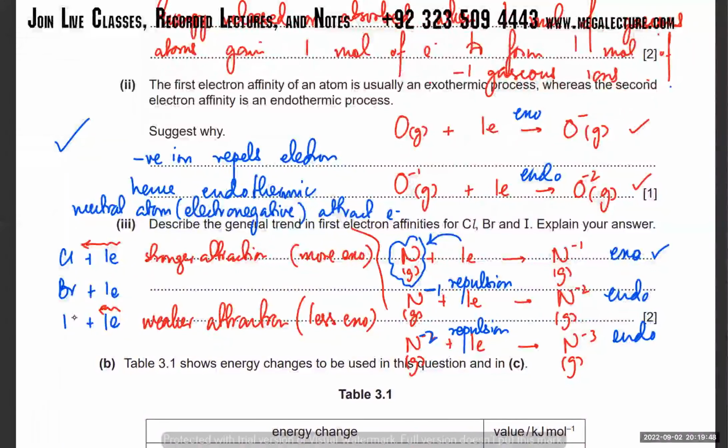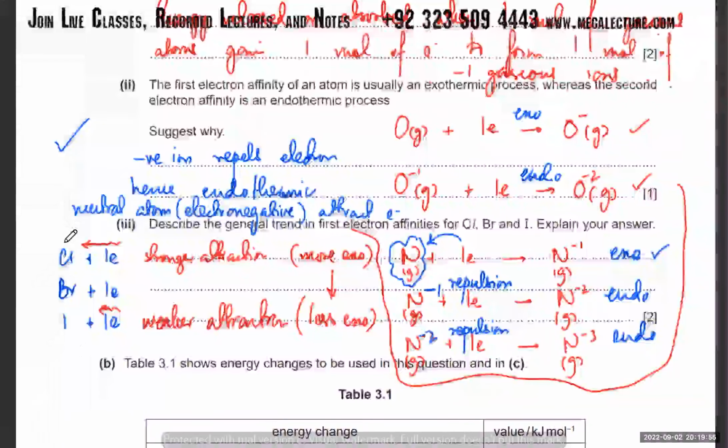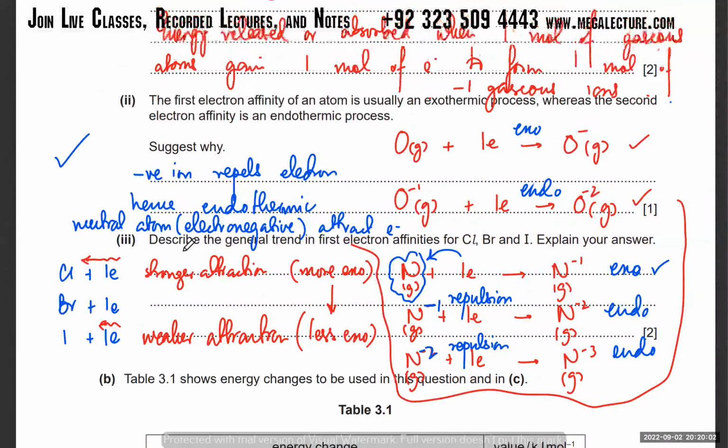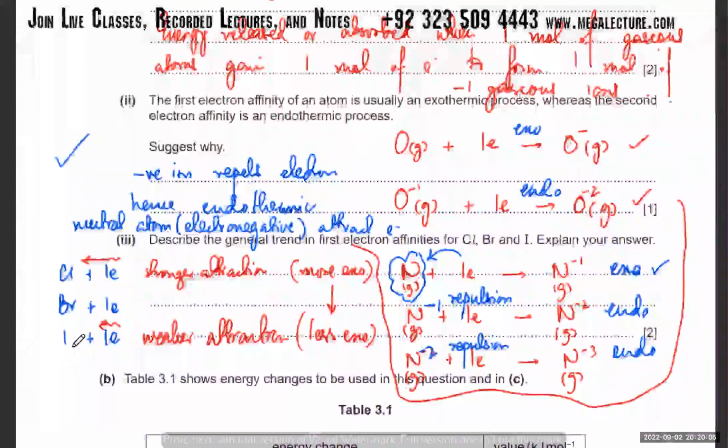This one was the previous one. So hence it's going to be less exo. So remember this. Down the group, the electron affinity decreases. And you can talk about the shielding effect, that Cl is less shielded, so stronger attraction. Iodine is more shielded, so hence less attraction.